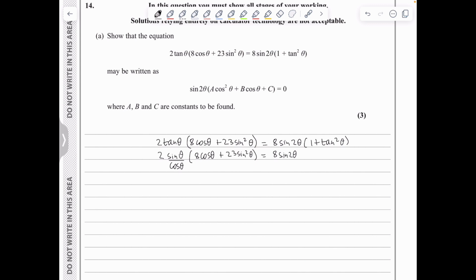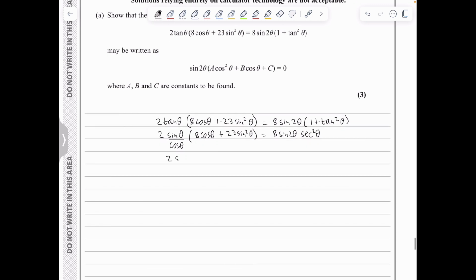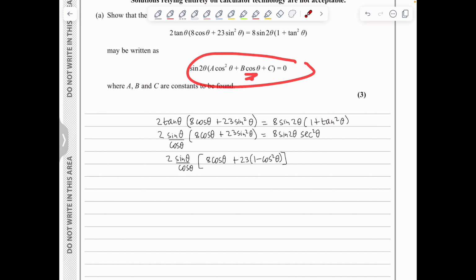And we see that the 1 plus tan squared theta is simply sec squared theta. So I can then proceed into writing 2 sine theta over cos theta. And within the bracket, we've got 8 cos theta. And I will be replacing the sine squared with 1 minus cos squared. The reason is that we can see that what we need to arrive at involves cos squared, it involves cos, it doesn't involve any sine squared theta.